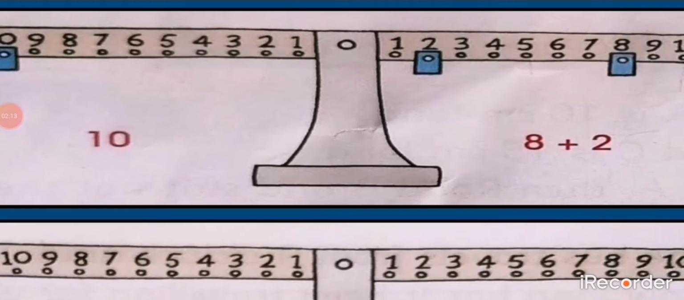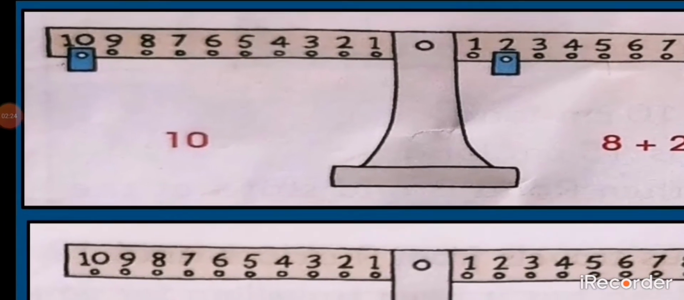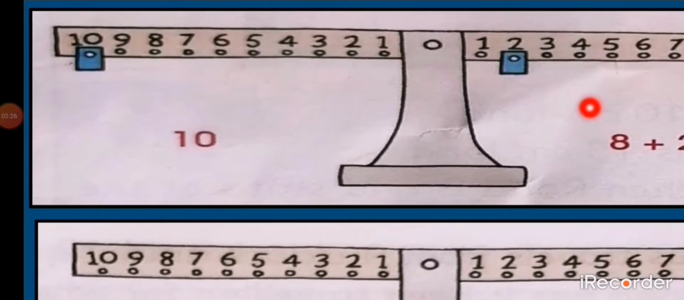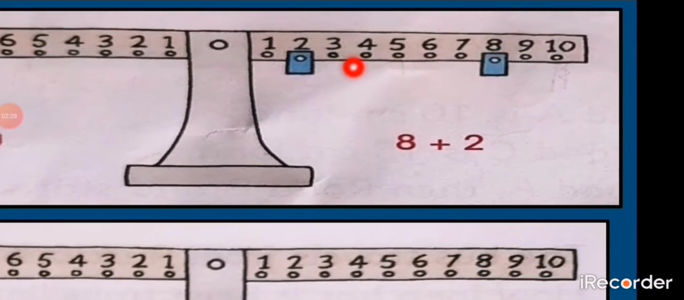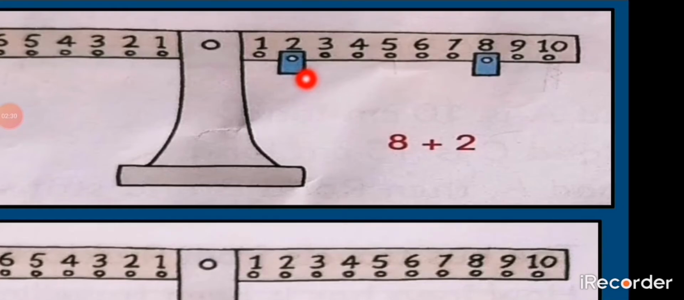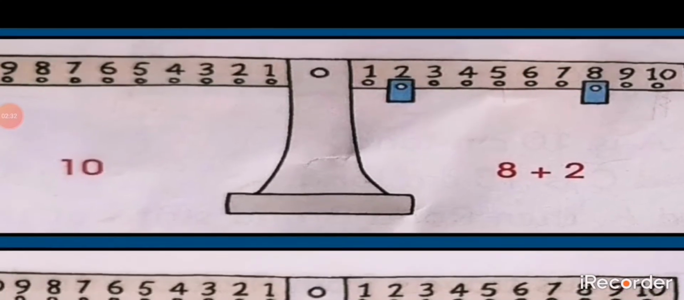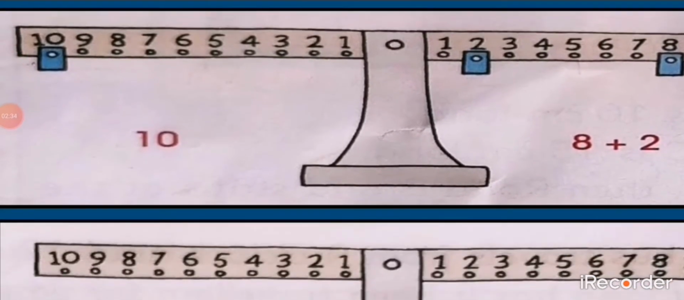Here they use the number pair of 8 and 2, because 8 plus 2: 8 in mind, count on 2, 9, 10. Yes, the total of 8 and 2 is also 10. So we can say the number 10 is also balanced by number 8 and 2. So you will hang the weights on number 8 and 2. In this way, you can hang more numbers here.